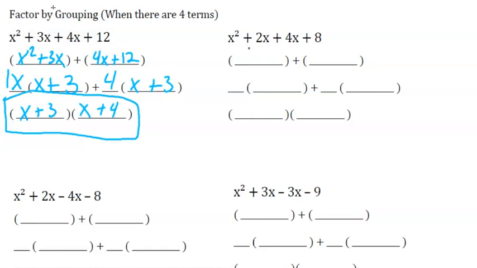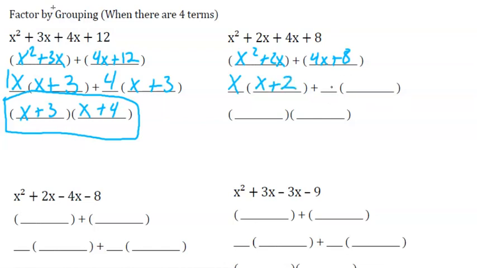Let's look at this one. X squared plus 2x plus 4x plus 8. Write out your groupings. Take out the GCF out of the first 2. They both have an x. And so now you're left with x plus 2 on the inside.